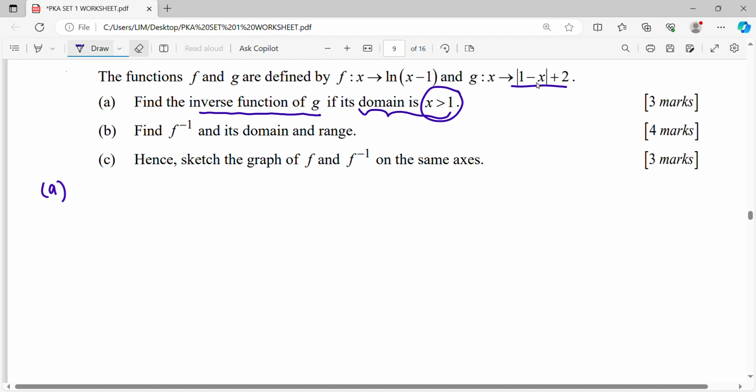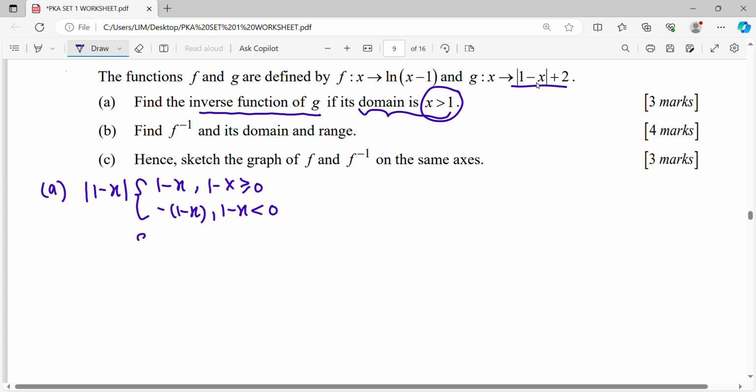For our modulus, we can define it in piecewise form. It can be positive when this is more than or equal to 0, and it can be negative when this is less than 0. So we have to identify which part of the function is one-to-one so that it can be inverted.